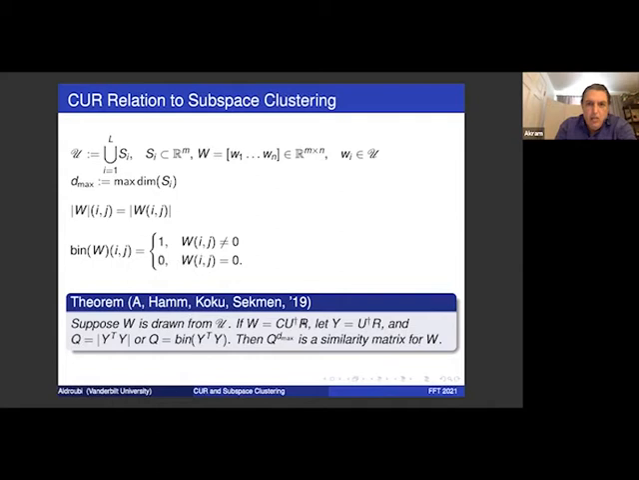Once I write that, I take this matrix, U dagger R, and call it Y. And I construct Y transpose Y. This is a square matrix, an n by n square matrix. Or I can take the binary of Y transpose Y. In any case, if I raise this matrix to the power D_max, it is always a similarity matrix.